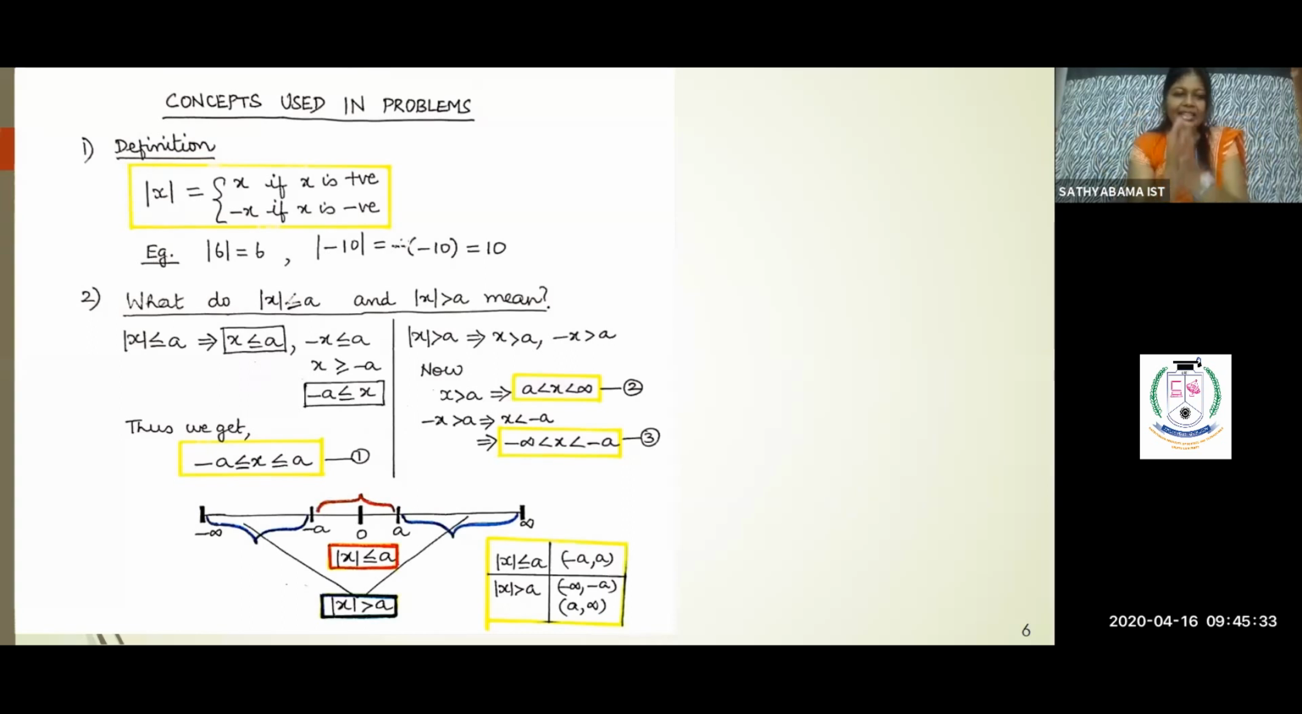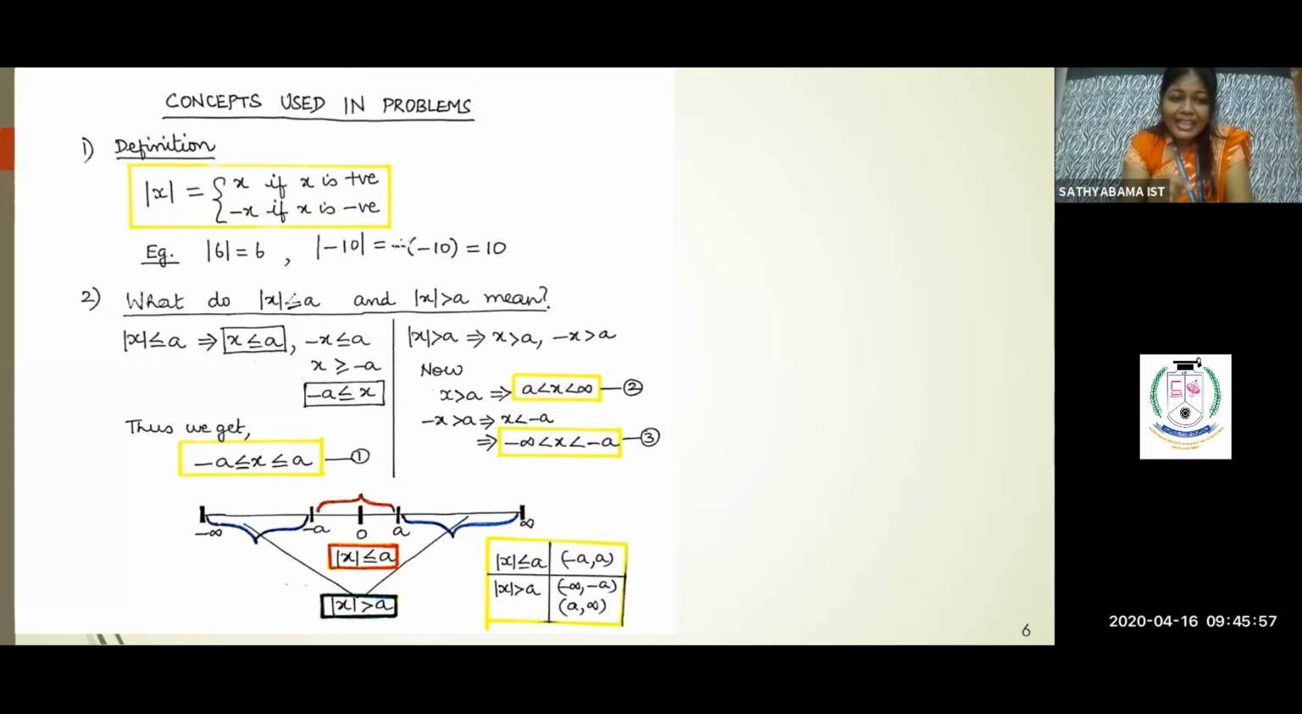Now, the second concept that you have to know, this is really important. I want you to listen to this carefully. Now we're going to see what modulus of x less than or equal to a means and what modulus of x greater than a means. We're going to see what region they stand for. So let's take the first one.